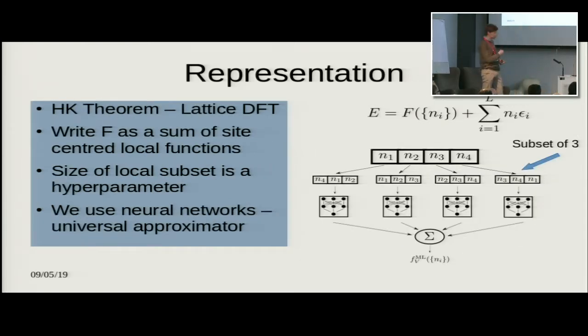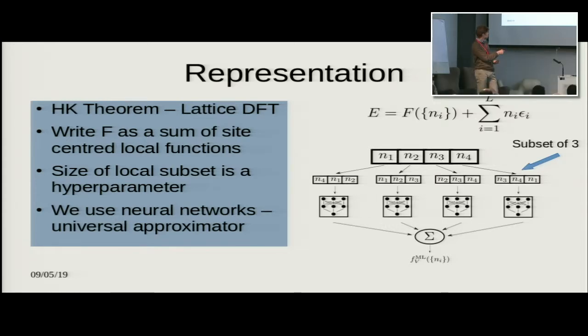For our representation, we use the Hohenberg-Kohn theorem, which has been shown to work on lattice DFT. So we write the total energy as a function of the site occupations, which is the expectation of the particle number operator. This is our universal function, and then we have a sum over each site, where we multiply the site occupation by the on-site energy. We want to make this independent of the number of sites, because we want to be able to train on a system with a small number of sites and predict on larger ones.